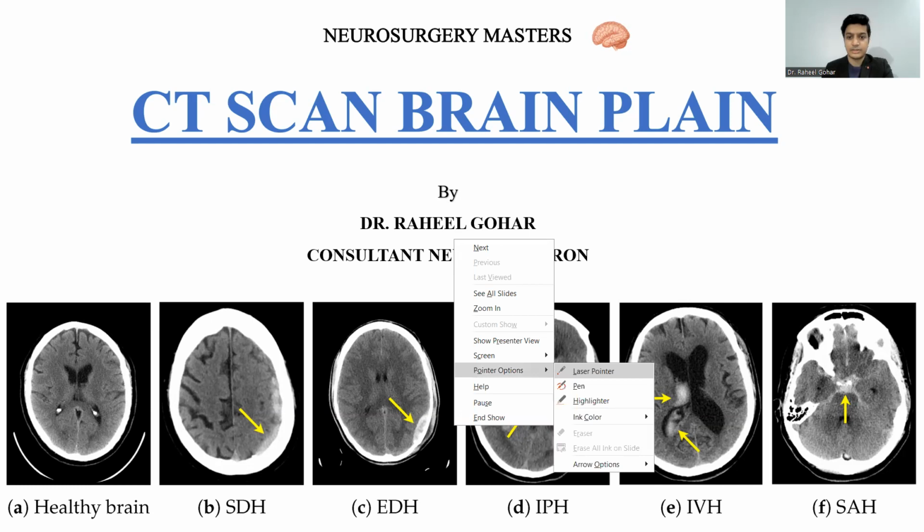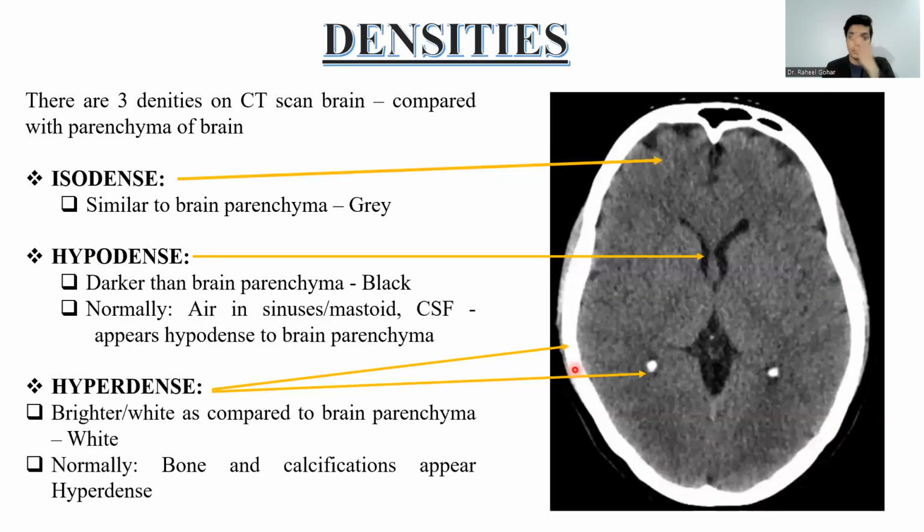Starting with this, I have divided this video again into three parts. In the first part we are going to discuss different densities of the CT scan brain plane, and then we are going to understand the basic anatomy, and then we are going to learn all those anatomical structures on the CT scan brain plane. So let's start with the densities.